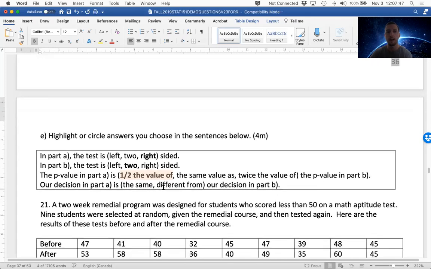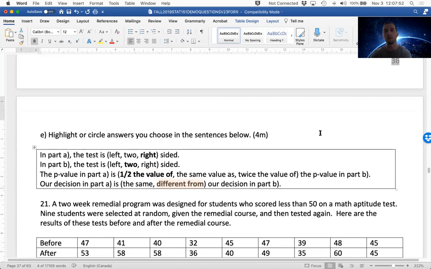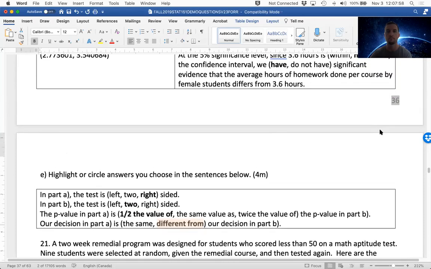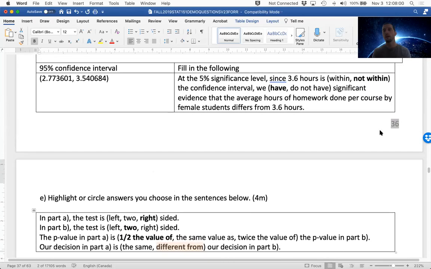Our decision in part A is different from our decision in part B. And that's just because the p-value exceeded alpha for the two-tailed test, but was less than alpha for the one-tailed test. All right, so that is all of the hypothesis testing examples that would be relevant to us from the demo sets. So there's still about 10 minutes left here.